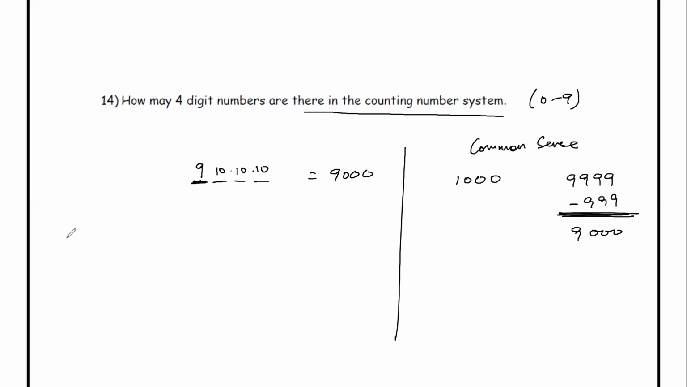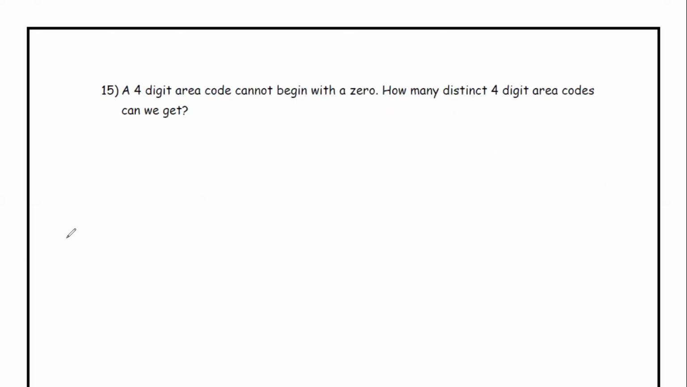Question 50. A 4-digit area code cannot begin with a 0. How many distinct 4-digit area codes can we get? So there's a 4-digit area code and it cannot begin with a 0. How many distinct 4-digit area codes can we get? If it cannot begin with a 0, then you have 9 options for the first one, and you have 10 and 10 for the remaining 3 digits. So the number of distinct 4-digit area codes is again 9,000. Got it?